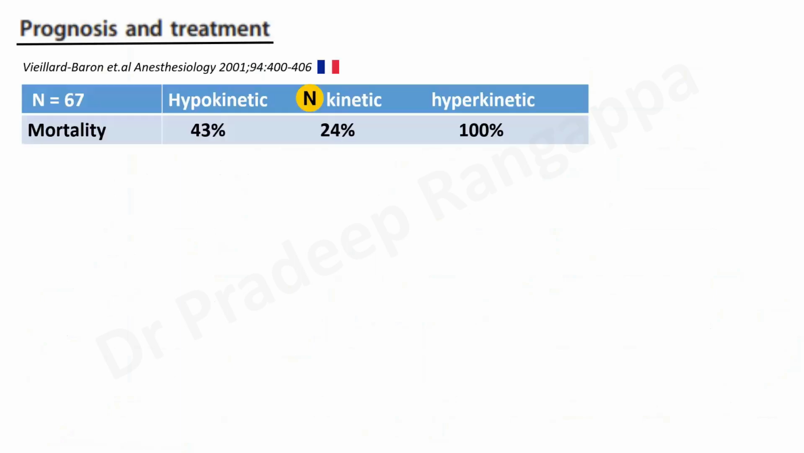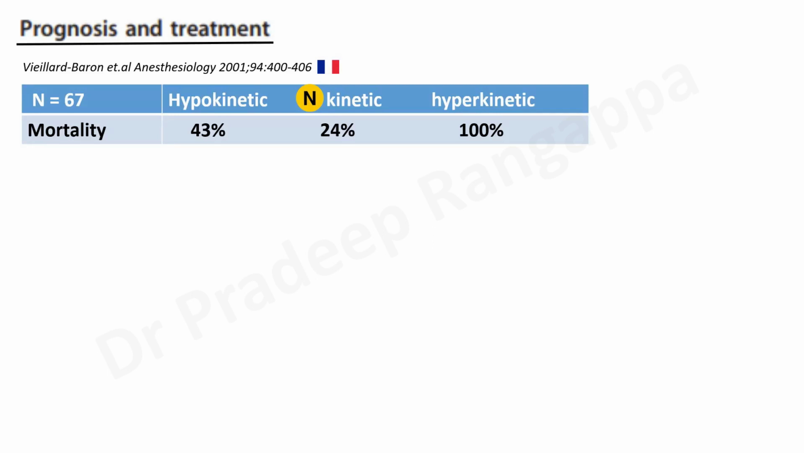So very briefly talking on prognosis. This is a very beautiful study. Again, re-emphasizing, in 67 patients, with hypokinetic, mortality was 43, normokinetic it was 24. And if you see hyperkinetic patients, the mortality was 100%. Which means to say, if you have a septic cardiomyopathy with a depressed LV function or ejection fraction, their outcome may be a little better than someone where it becomes hyperkinetic. The best is to have normokinetic, neither hypokinetic nor hyperkinetic.